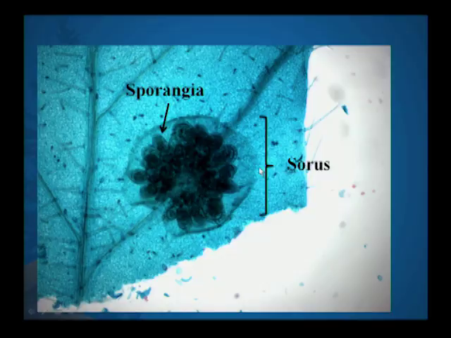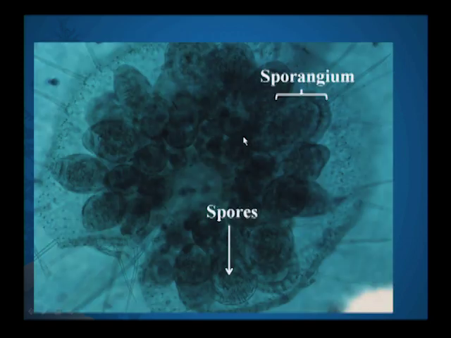So again, looking at this on a microscope, we're looking actually through the surface of a leaf here. And so again, this is our sorus. This big structure here would have been one of those brown spots that you saw on the leaflet. And if we look closer at that, then you'll see that there are these individual sporangia that make up the sorus. So the sorus is a cluster of sporangia. And then within each sporangium, there are individual spores.